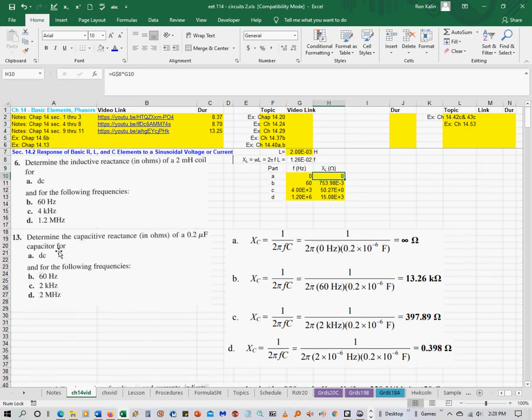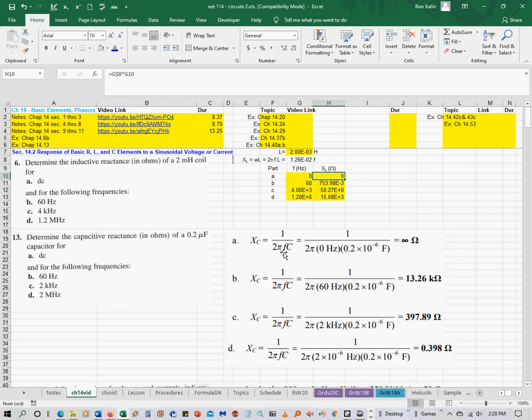Problem number 13 says determine the capacitive reactance in ohms of a 0.2 microfarad capacitor for similar frequencies. So you do the same thing. Your formula for capacitive reactance is X of C equals 1 divided by omega C. Omega equals 2 pi F, so it's 1 divided by the quantity 2 pi FC.